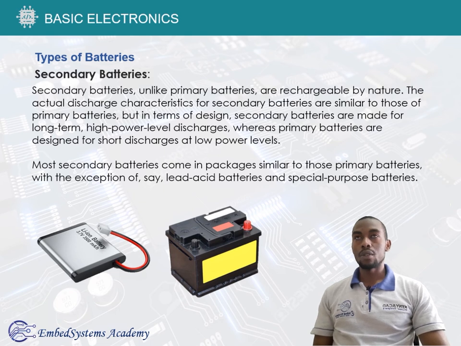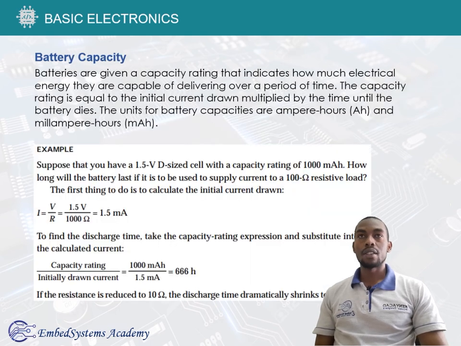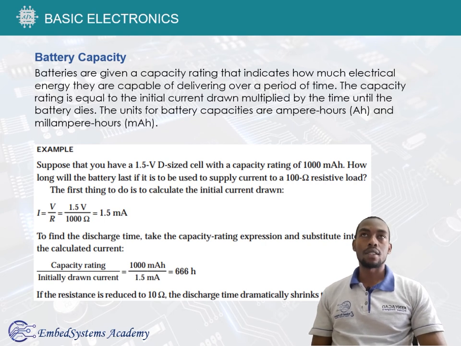So of course I talked about battery capacity. When you want to know how long your battery can last, that's when we talk about the capacity of the battery. Its capacity rating indicates how much electrical energy the battery is capable of delivering over a period of time. When you talk about your phone, you say your phone is able to stay a whole day without charging. And so that is the capacity of that battery.